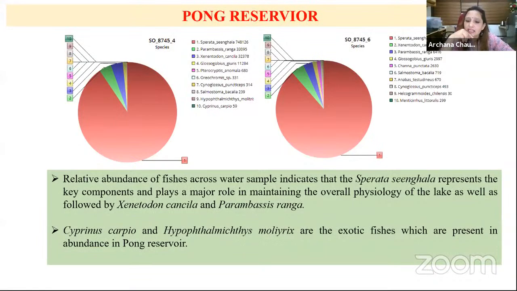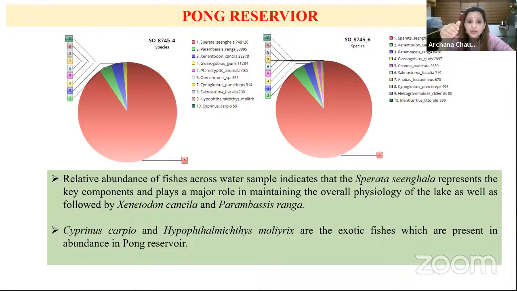And you can see that here Sperata singhala is one of the dominant species. I cannot say this in terms of absolute abundance, but in a rough estimate of relative abundance, Sperata singhala represents one of the most dominant fishes as compared to the other species. And interestingly, Sperata singhala is a native species.